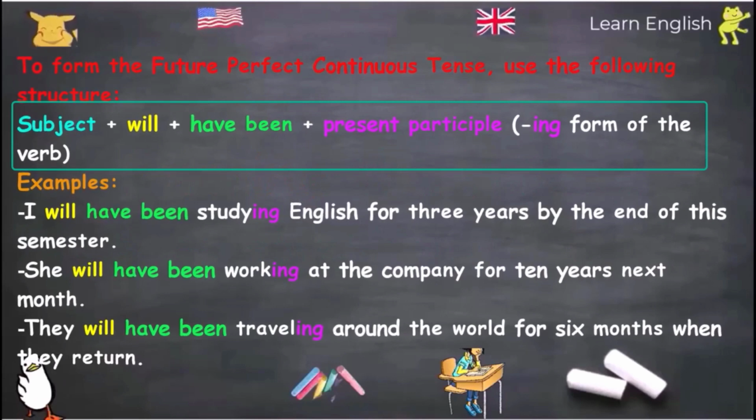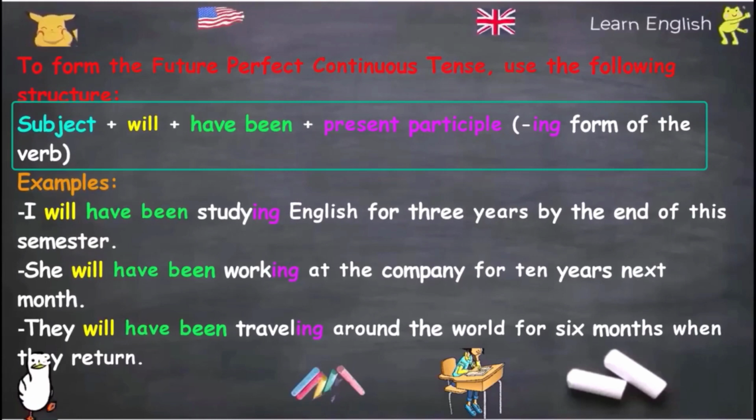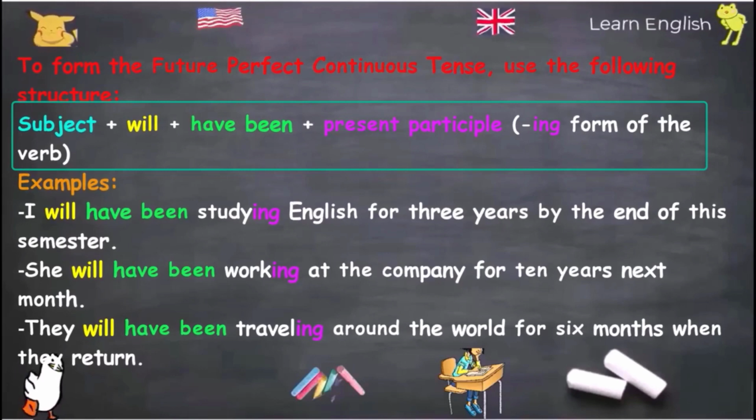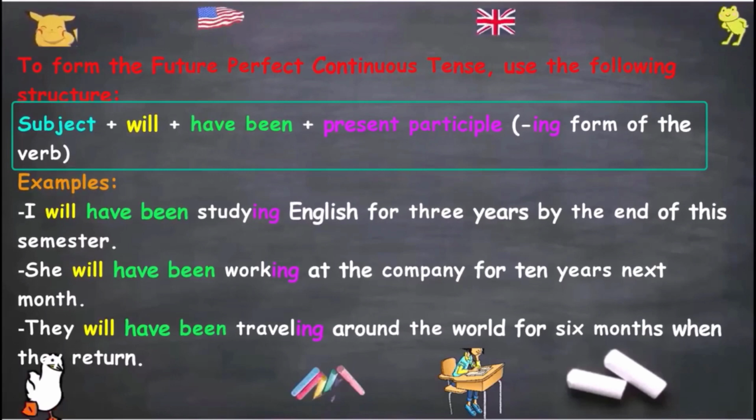To form the future perfect continuous tense, use the following structure. Subject, plus will, plus have been, plus present participle, the ing form of the verb. Examples. I will have been studying English for 3 years by the end of this semester.